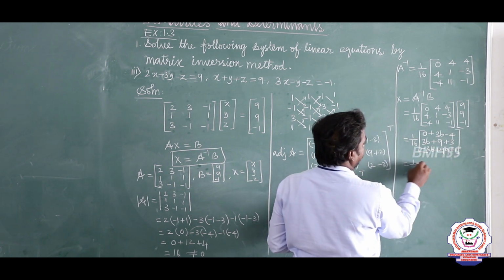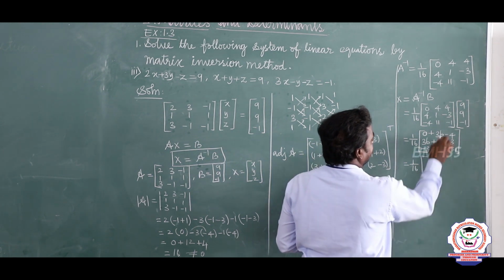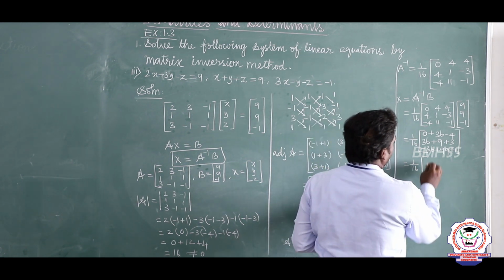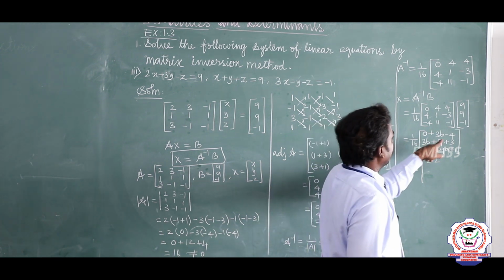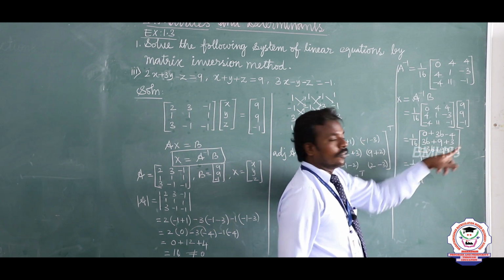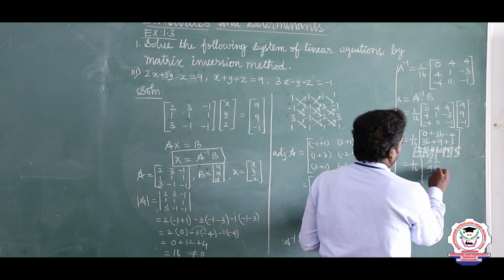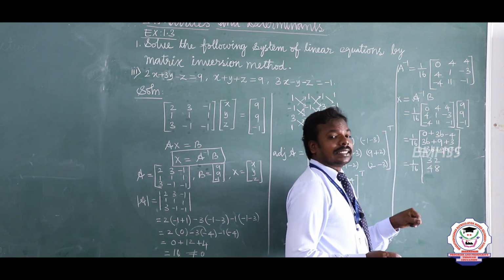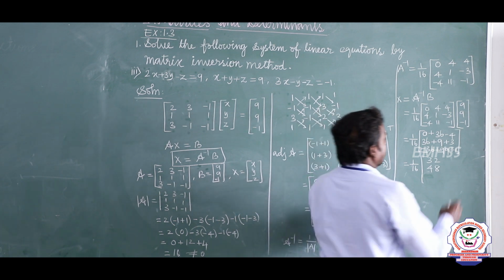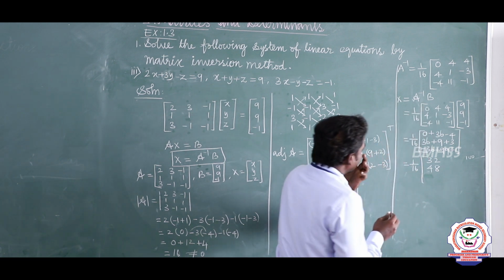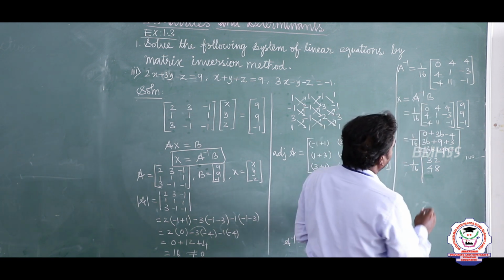So, 1 by 16. Now, sum these values: 36 minus 4, that is 32. From the second row, 36 plus 9, that is 45, 45 plus 3, 48. In the third row, 99 plus 1 is 100, 100 minus 36, that is 64.